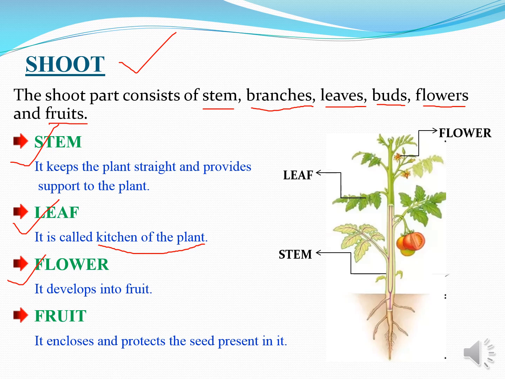Now next is fruit. Fruit encloses and protects the seed present in it. A new plant grows from a seed. There are fruits having one seed, like mango and lychee, and some fruits having many seeds, like watermelon and papaya.